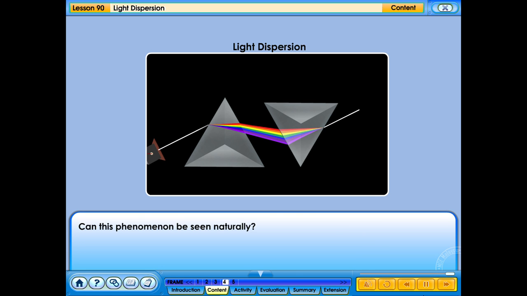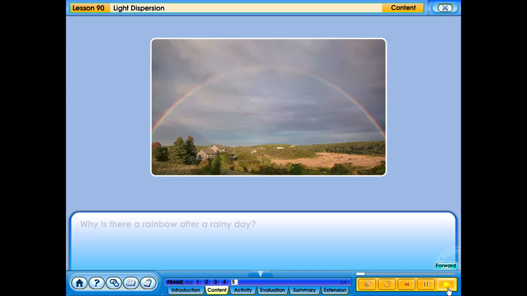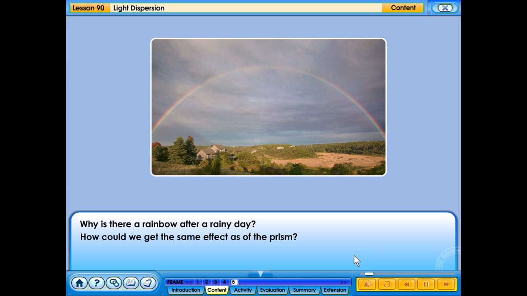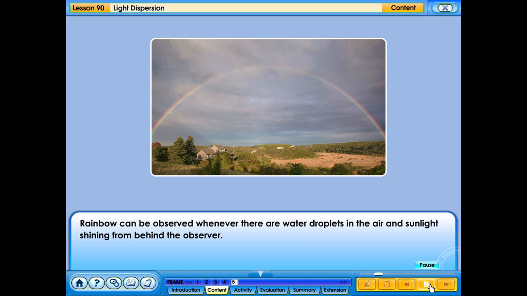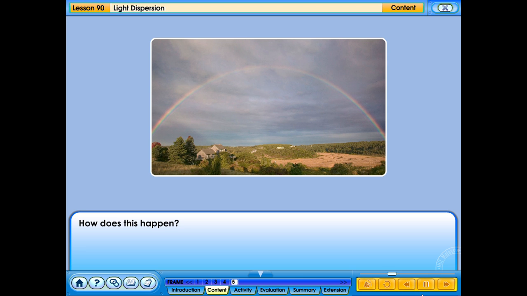Can this phenomenon be seen naturally? Why is there a rainbow after a rainy day? How could we get the same effect as of the prism? Rainbow can be observed whenever there are water droplets in the air and sunlight shining from behind the observer. How does this happen?